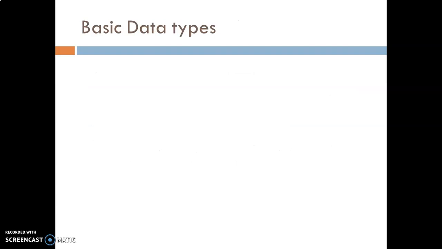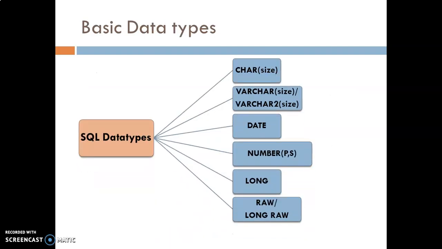Now, basic data types of SQL. These are the various data types of SQL, in which the first data type is the character data type. It is known as character or string type of data. It will store a character string of a fixed length. The default size of the character data type is 1 and the maximum length is 255 characters.